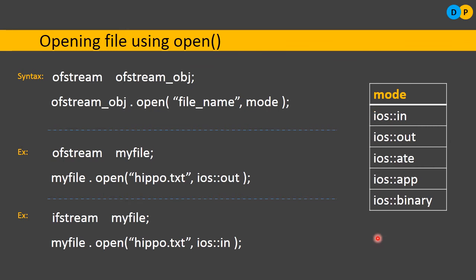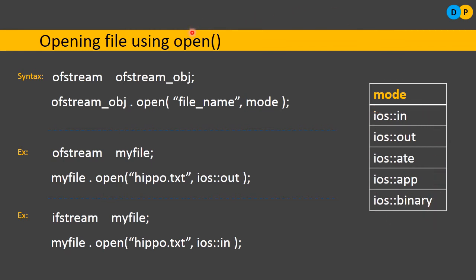So these are the different modes. We can open a file for reading, we can open it for writing, we can open it for at the end. And we can open it for app, that is append. If there are already some contents in the file and we want to add some extra contents, then we can go with append, app. Or if we want to open a binary file instead of a text file, then we can go with this particular mode, ios::binary. So you can choose any one of these modes. Some more modes are available, but I am discussing only these modes.